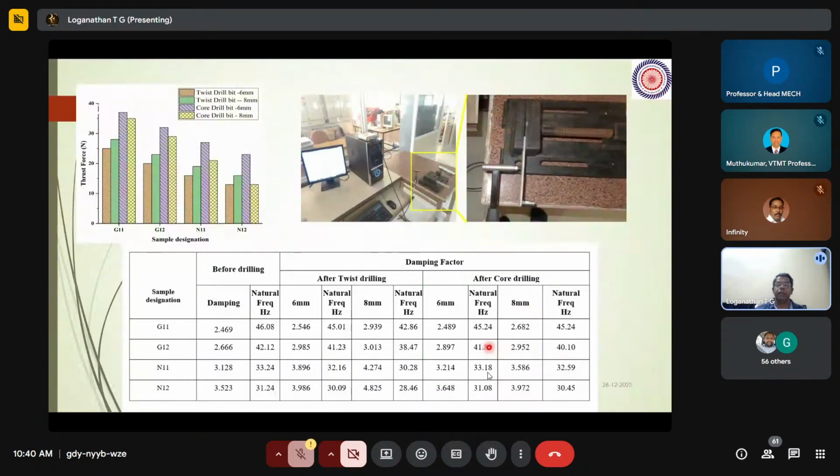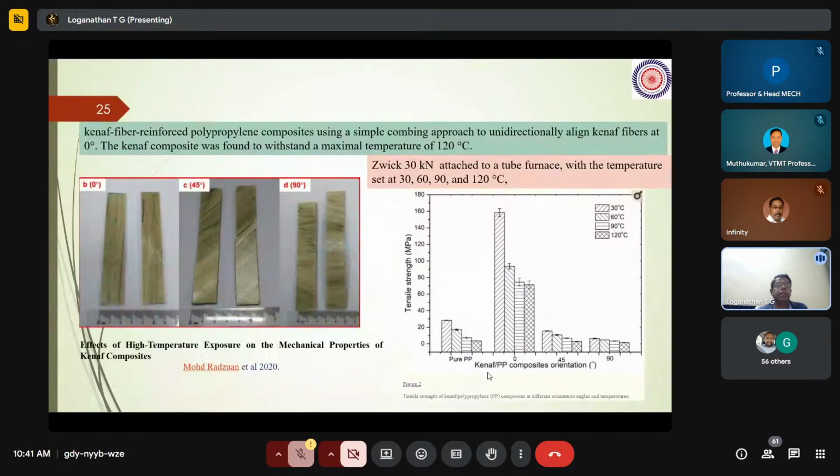Eventually, we observed that the frequency is better because the induced damage is very less. So these are some of the observations we made from using different types of drill tools. I'm telling this because these are small experiments which we can try with the resources we have. And this is another test where the samples are prepared and exposed to different temperatures, to see whether they withstand the temperature. This is the effect of high temperature on kenaf fiber reinforced polypropylene composite.